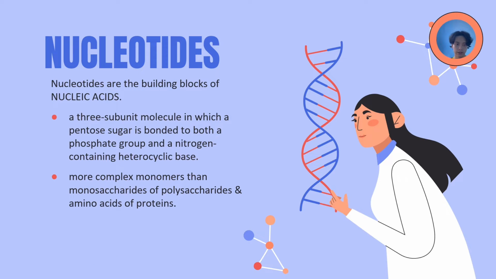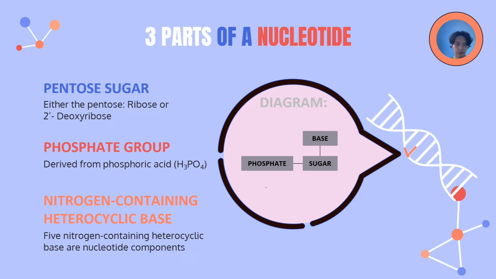So next are the nucleotides. Nucleotides are the building blocks of nucleic acids. They are related to nucleic acids in the very same way that amino acids are related to proteins. A nucleotide is a 3-subunit molecule in which a pentose sugar is bonded to both a phosphate group and a nitrogen-containing heterocyclic base. These are more complex monomers than the monosaccharides of polysaccharides and the amino acids of proteins. The three parts of a nucleotide are the pentose sugar, the phosphate group, and the heterocyclic base.